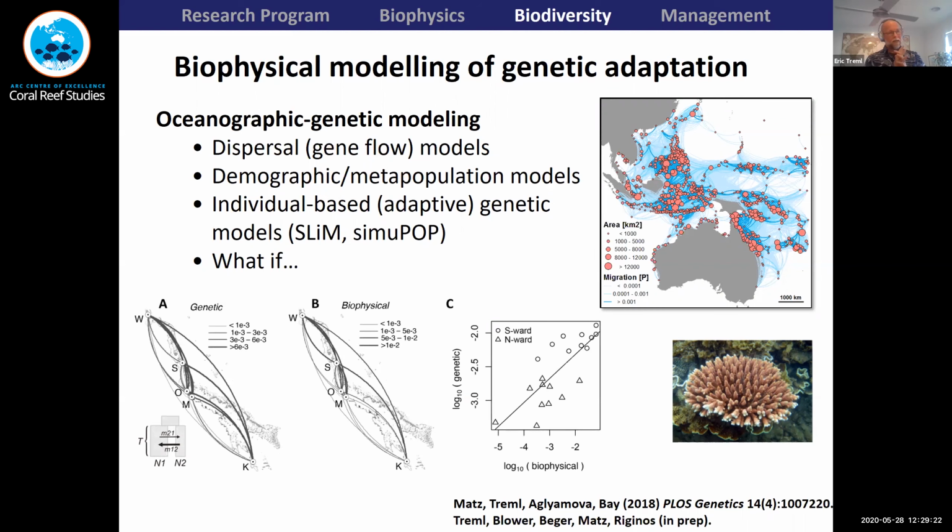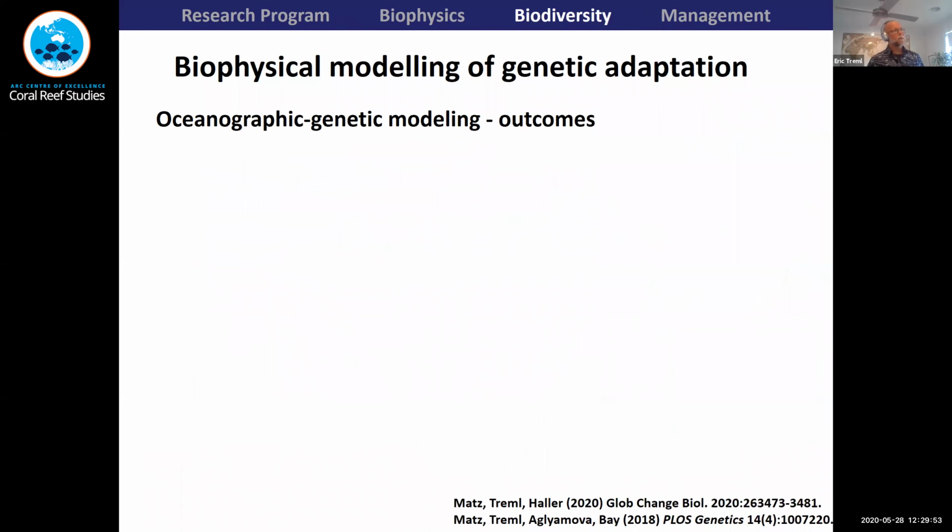What's nice is Misha has the numerical and the genetic background and the modeling background to kind of stitch all of this together. He's been sampling in the GBR for a while and with local colleagues as well, Madeline Van Oppen and others. And we're able to compare our genetic networks with the biophysical networks, and come up with a nice fit. And then we're able to look at future implications of warming across this broader seascape.